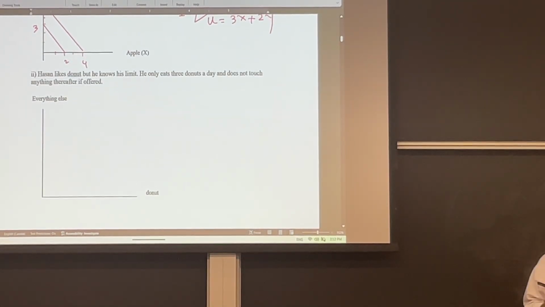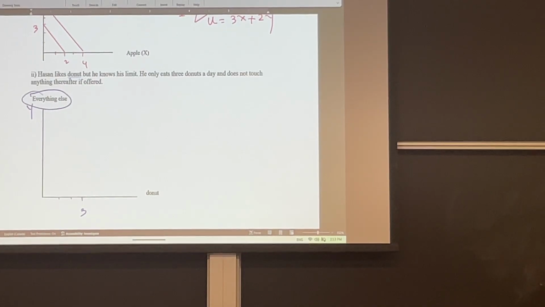Second, he likes donut, but he has his limit. He likes it up to 3 units. No information about everything else is given. Everything else is sometimes called composite good. Basically it means everything else dumped into a variable called y. We often call it composite good. So sometimes it's composite good, sometimes it's said everything else. If no information about it is given, that's a good. That's not a bad thing. That's a good thing. We know this is good.